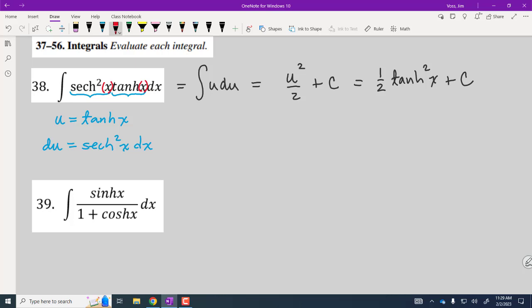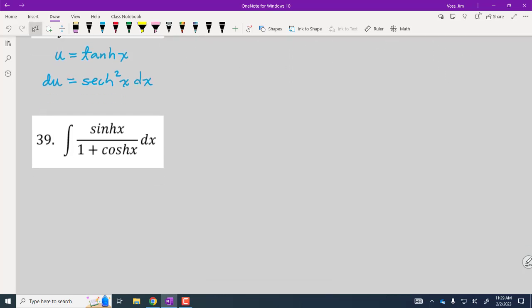Okay, so similarly here, let's see. Can anyone see the answer right without writing anything down? I claim you should. Jack? The natural log of the absolute value of 1 plus cosh. Yep, that's right. Isn't that in log form? The derivative of that denominator is sinh. The derivative of 1 is 0. The derivative of cosh is sinh. So that is in log form. So we can write down the answer immediately. It's natural log of the absolute value of the denominator plus c.